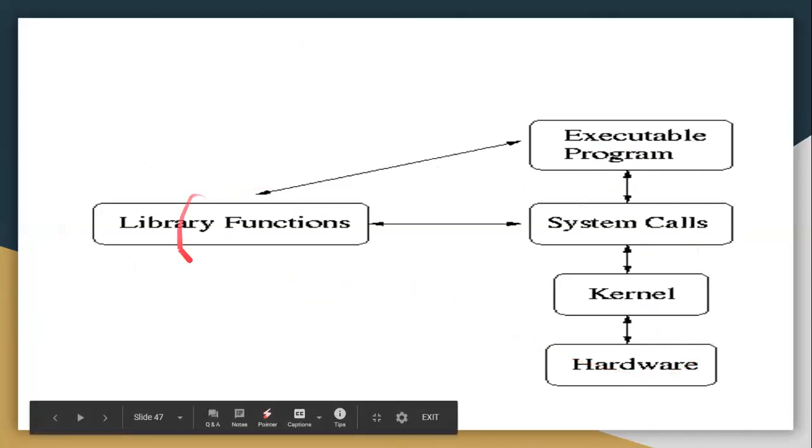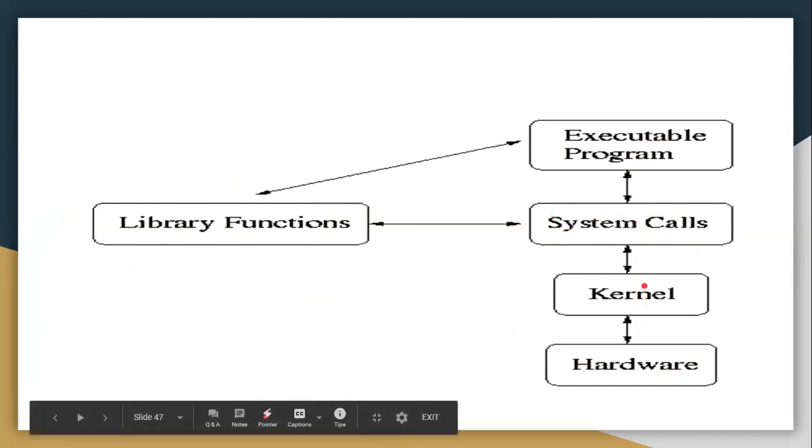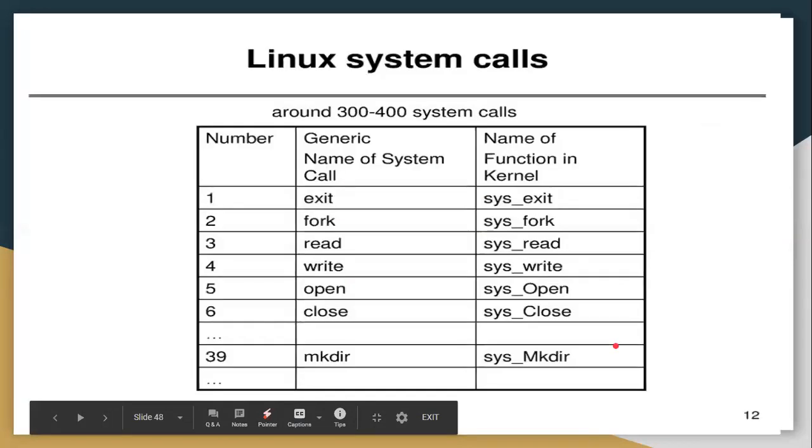So these are the system calls that are called by your program, and they can be library functions. Indirectly, these are all library functions which are called by the user. And system calls actually interact with your kernel, and the kernel will indirectly interact with the hardware. So these are the few system calls. Fine, there are around 300 to 400 system calls.